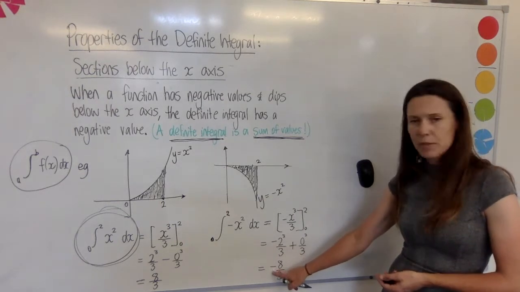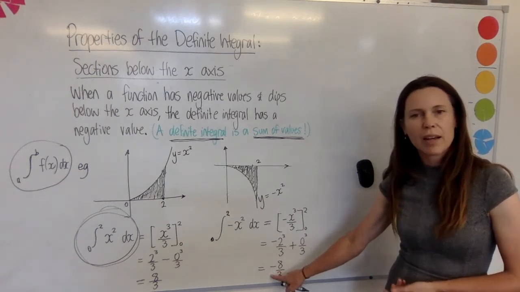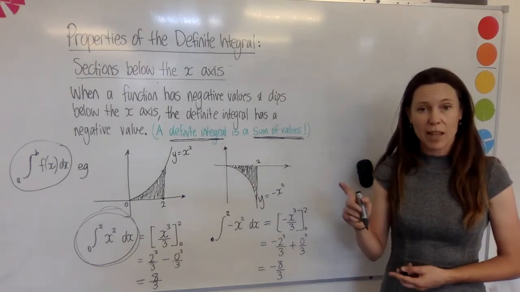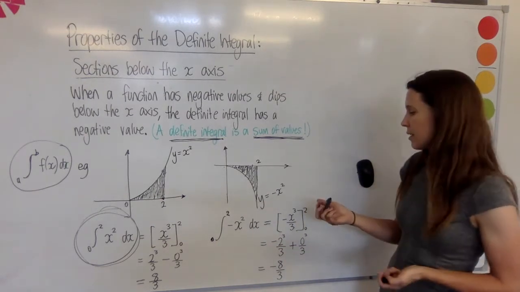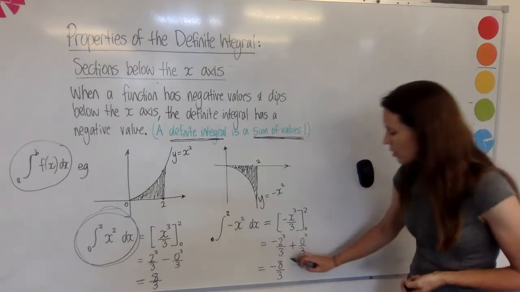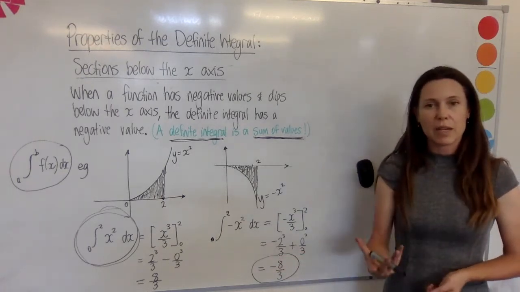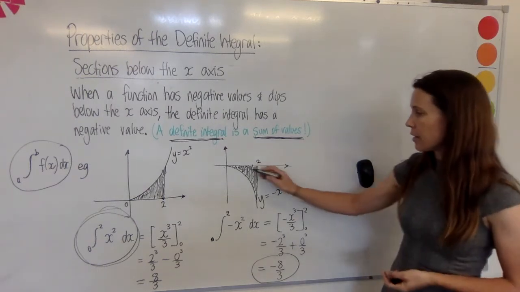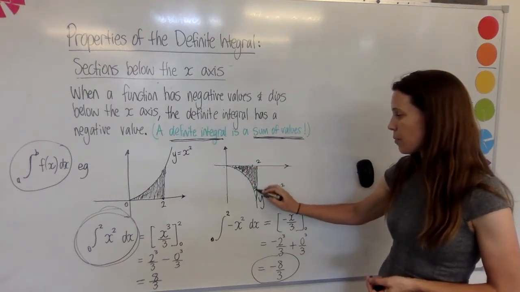And at first this seems counterintuitive because we think, how can an area be negative? Well, it can't, but a definite integral can. And that's the important lesson here today. A definite integral is just a value, and it can be negative. You can then be asked a secondary question, what is the area of this space?